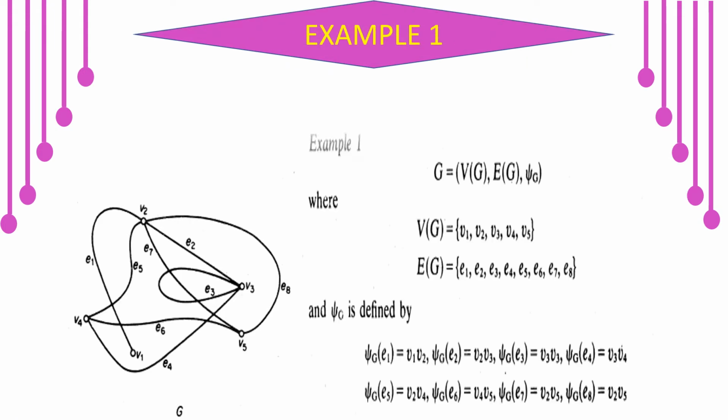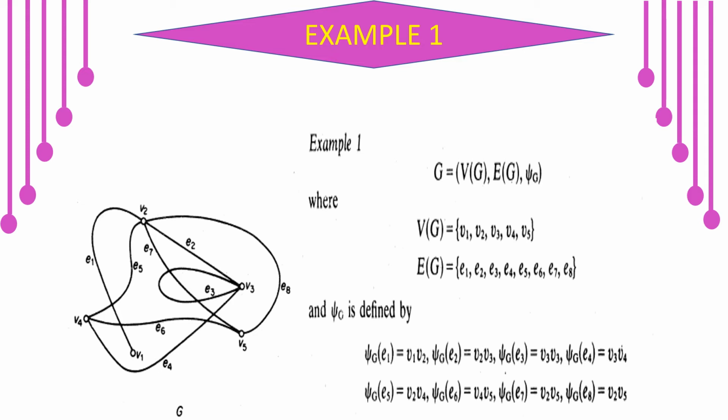And this is an example of a graph. Here we have a graph G with a vertex set consisting of 5 vertices, an edge set consisting of 8 edges, and psi G is defined as psi G of E1 is V1 V2, psi G of E2 is V2 V3, psi G of E3 is V3 V3, psi G of E4 is V3 V4, psi G of E5 is V2 V4, psi G of E6 is V4 V5, psi G of E7 is V2 V5, psi G of E8 is V2 V5.